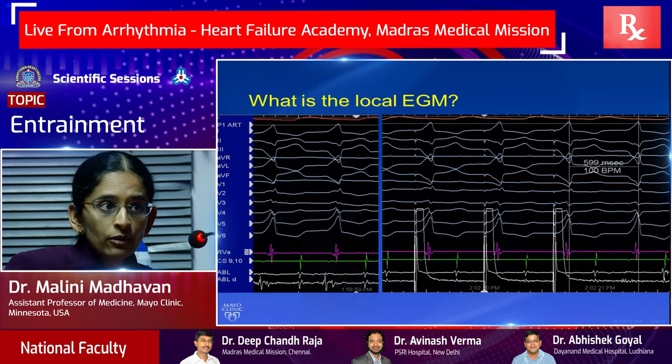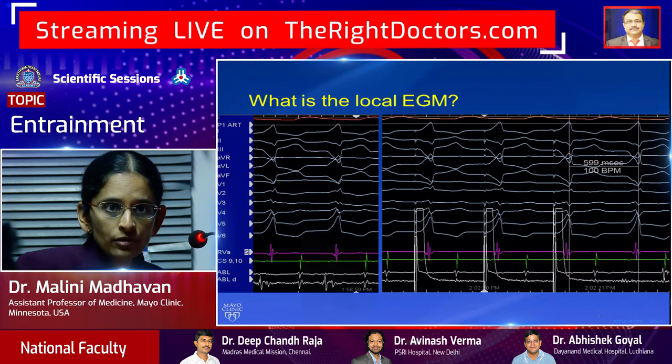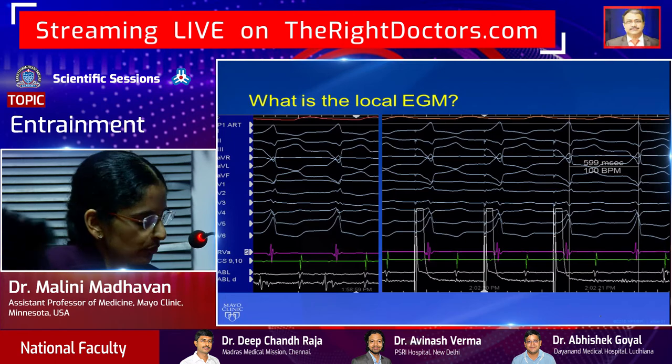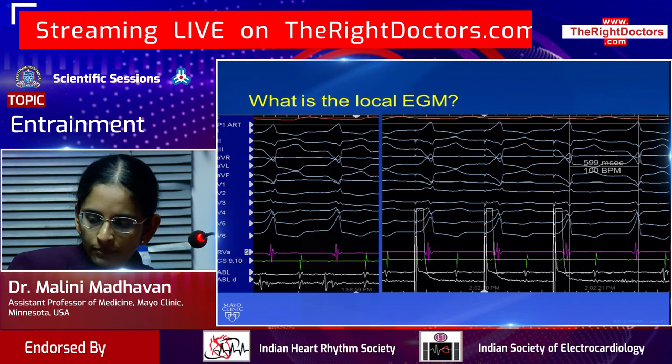And same thing, if you're going to do activation mapping and you want to annotate a particular electrogram, you have to know which one to annotate to. So you don't want to annotate to this one, but you rather annotate to this electrogram.